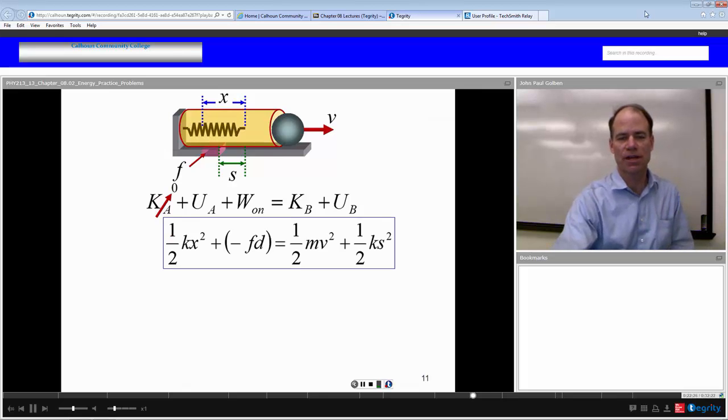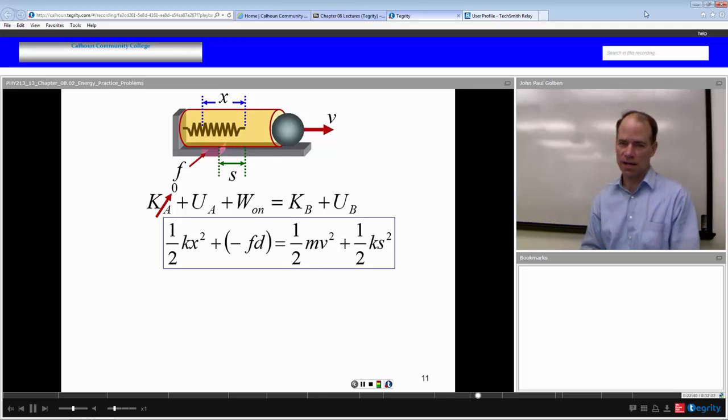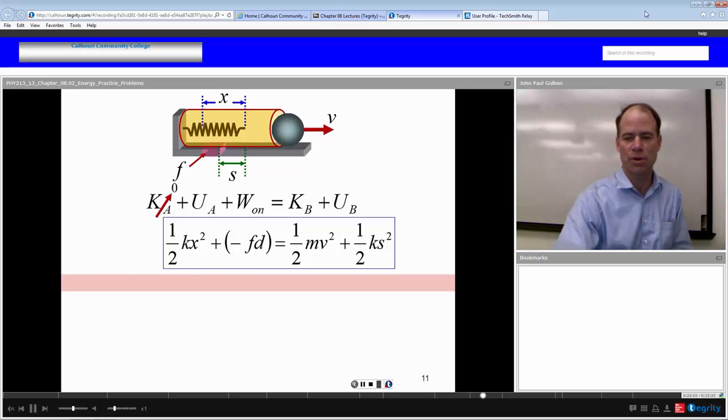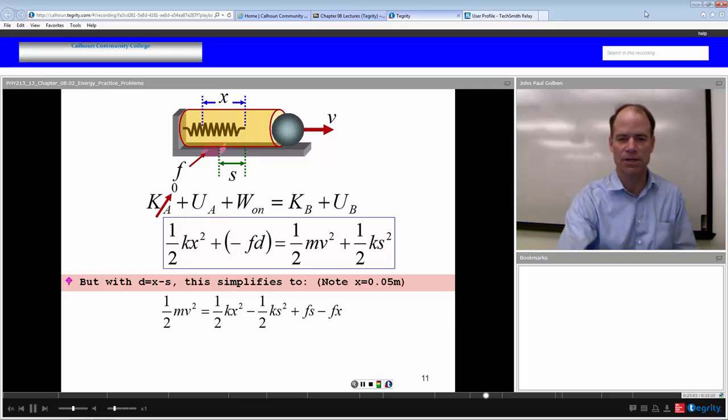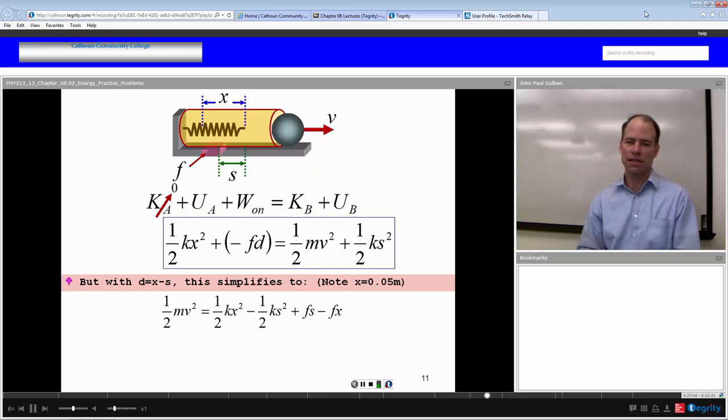We still have no kinetic energy at A, and now we have that our potential energy at A, 1/2 kx squared, plus our work done along the way, negative F times D, D being equal to X minus S in this case, is equal to our kinetic energy at B, 1/2 mv squared, plus our potential energy stored in the spring, which is 1/2 ks squared, because we still have that much still stored in the spring at that point. D, of course, is equal to X minus S, and X is equal to 0.05 meters, 5 centimeters. So we'll plug that in for our D.